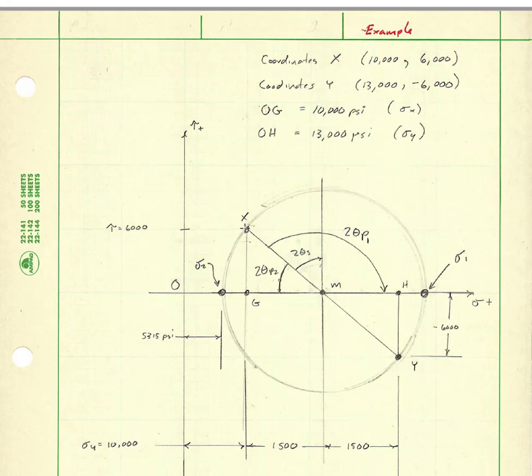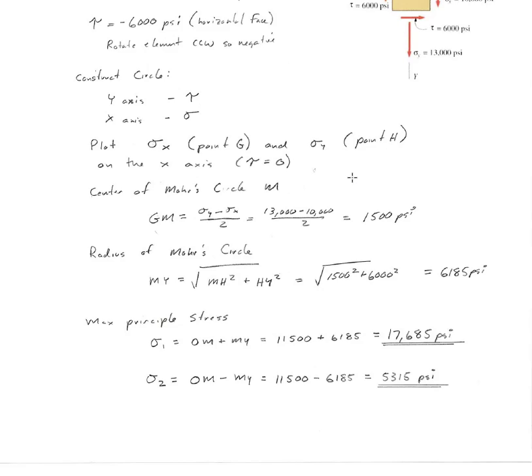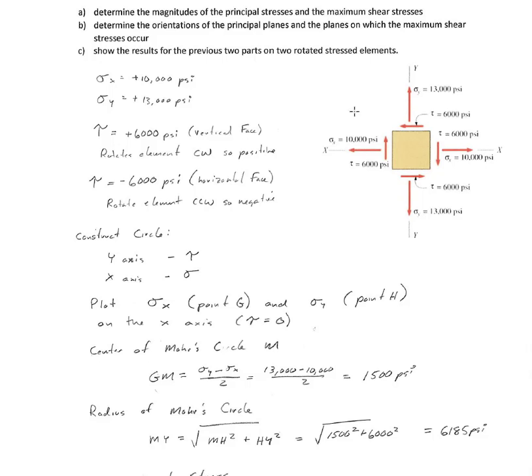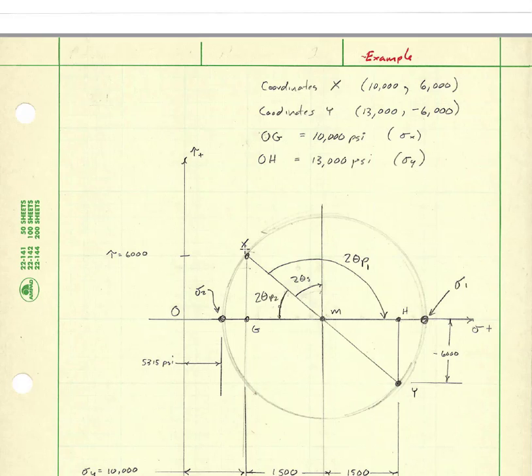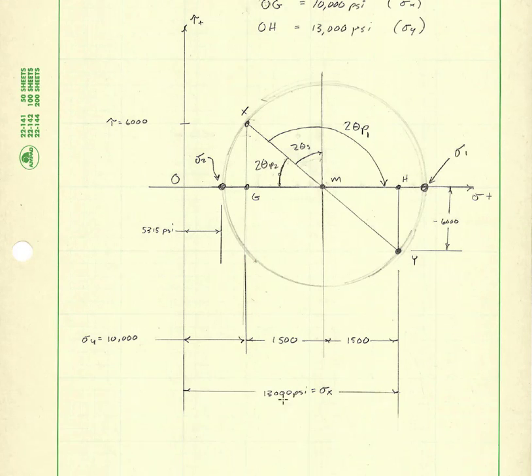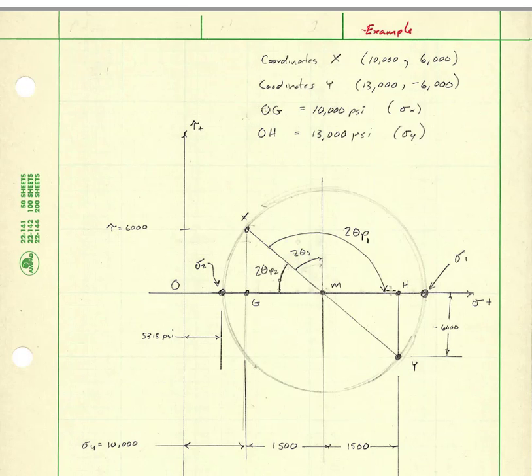Okay, so here is my x state, which is 10,000 psi, plus 6,000. And then y is down here. Y is going to be our 13,000. I got these x and y's backwards here, sorry. Our y here is going to be this 13,000 and minus 6,000. Okay, so I got this point x, I got this point y.